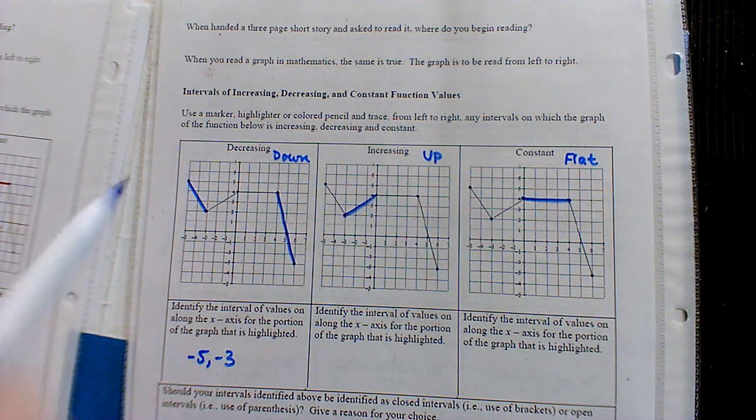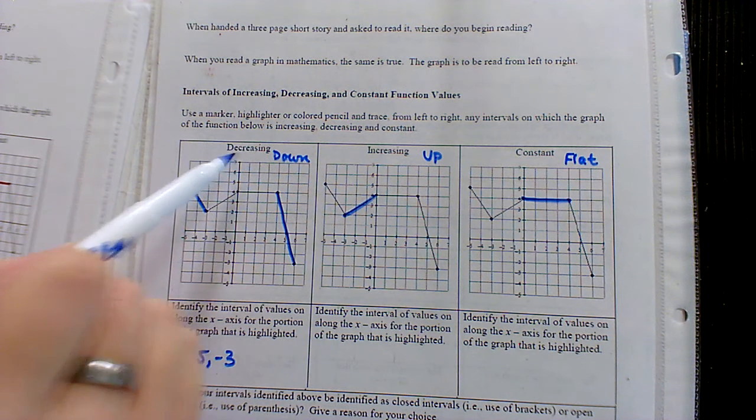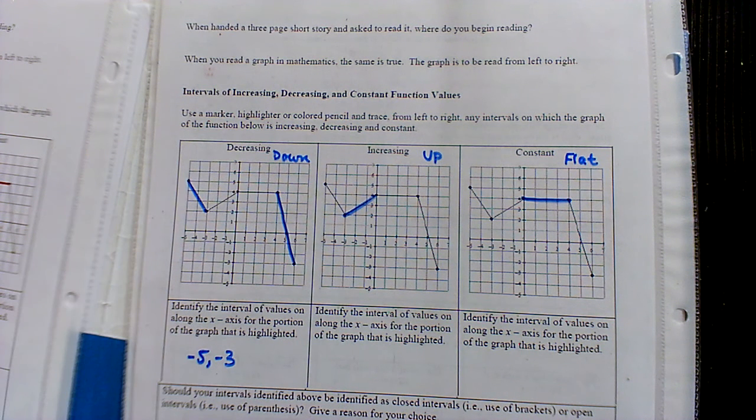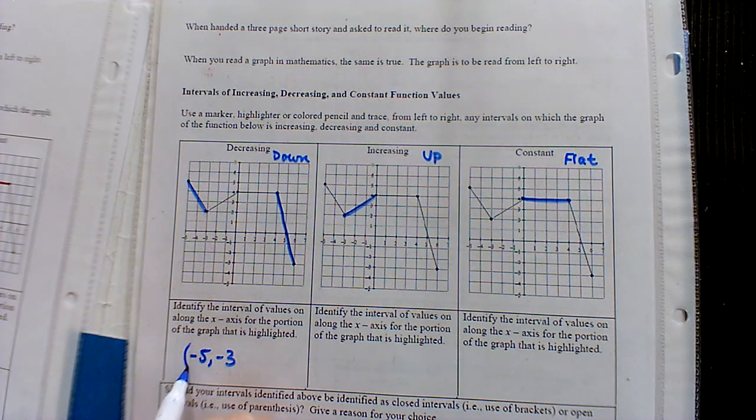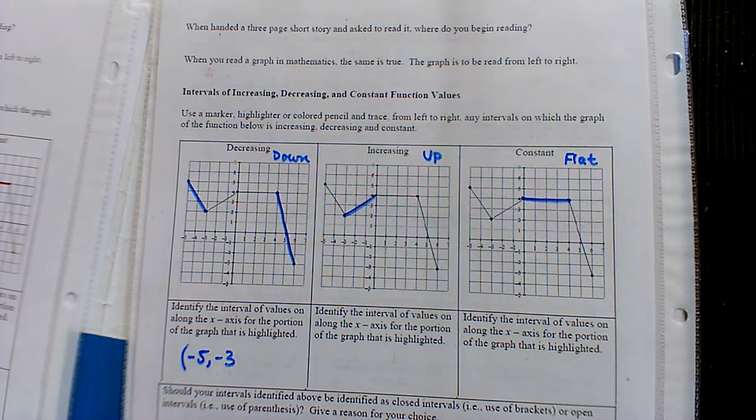No. Okay, so even though we physically have a point there, we would use a bracket for domain because that point exists. But in terms of answering the question, are you decreasing, we would say no, because technically you're not even moving yet, right? So in this case, we would need a parenthesis. It's all about what the question's asking you. It would be a bracket for domain because the point exists. But are you actually decreasing? No. So we would use a parenthesis.